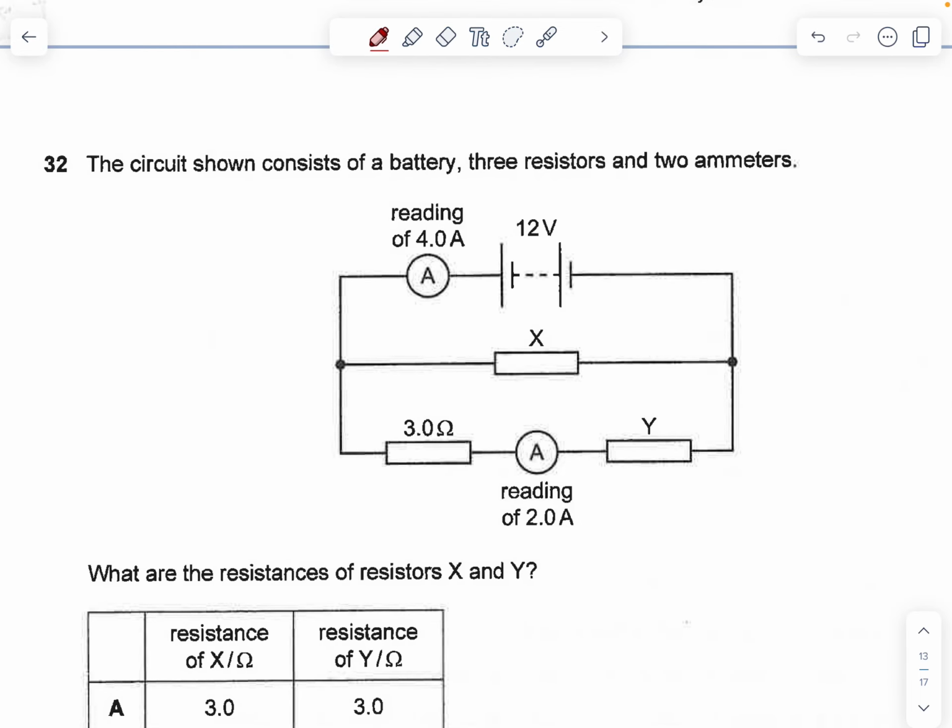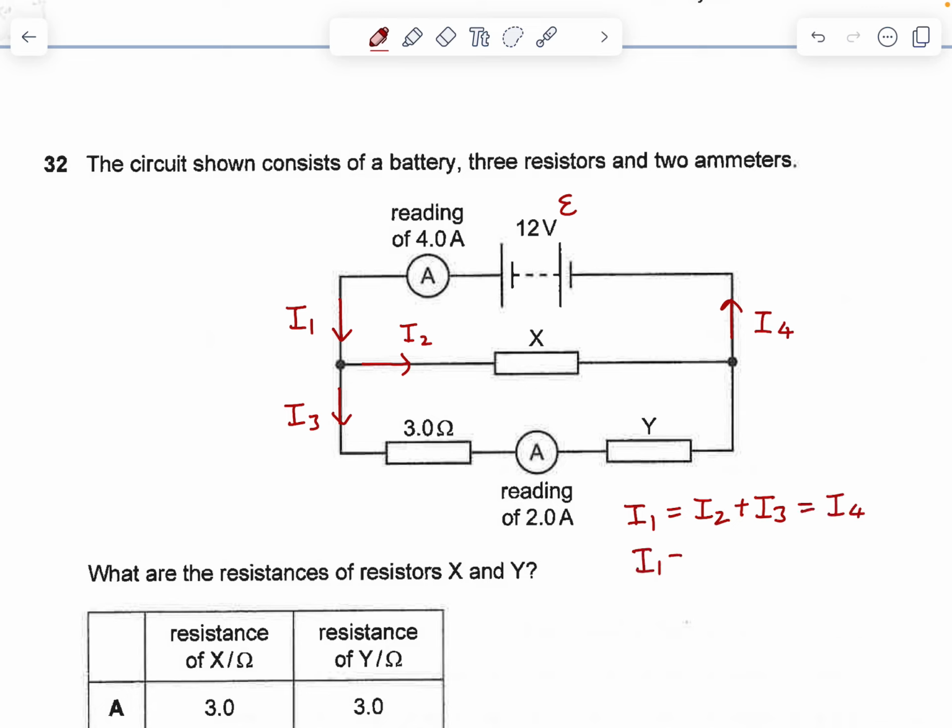Question 32. The circuit shows a battery, 3 resistors and 2 ammeters. So they have given you that the EMF is 12 volts. I1 is this, and it splits up into I2 and I3 for the parallel circuit. Then after that, it joins back up to become I4. So let's write the properties down. I1 equals I2 plus I3 equals I4.